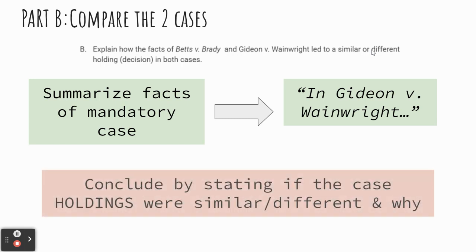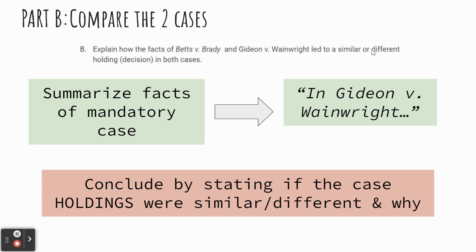Provide a pretty detailed summary of what you remember about the case. And then conclude by stating if the outcome in the cases was similar or different and why. So in this particular example, you would conclude Part B by saying, therefore, the outcomes in Betts v. Brady and Gideon v. Wainwright were different. That's because in Betts v. Brady, the Supreme Court ruled that you did not have the right to an attorney, while in Gideon v. Wainwright, they said that you do have the right to an attorney.